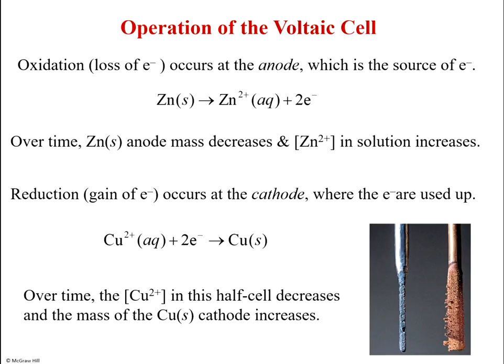The reduction, that is the gain of electrons, occurs at the cathode, where the electrons are used up or consumed. So our copper 2 plus in solution then consumes those electrons to produce copper. Over time, the copper 2 plus in the half cell decreases, the blue color fades, and the mass of the copper increases. So you can see here in the lower figure, we've got our zinc electrode. The silver-looking electrode has shrunk in size, and the copper electrode has grown with protrusions building up where the copper has been reduced on the surface.